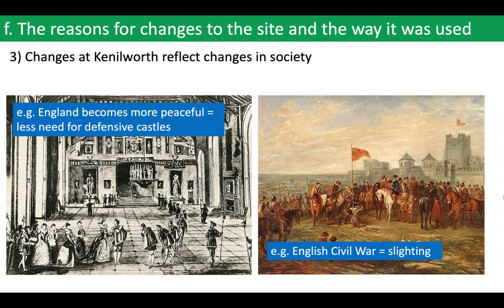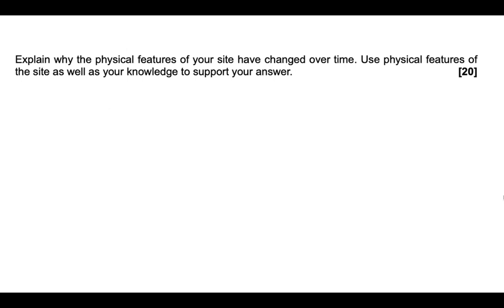So how would we answer a kind of exam question based around these questions? Well, here's an example from a few years back. It says, explain why the physical features of your site have changed over time. So it's asking why the changes have taken place, not just what the changes are. And it's really thinking here about physical features. So remember to read the questions really carefully and think what they are asking you to do. So in this case, we have to explain why new buildings were added, buildings changed over time.